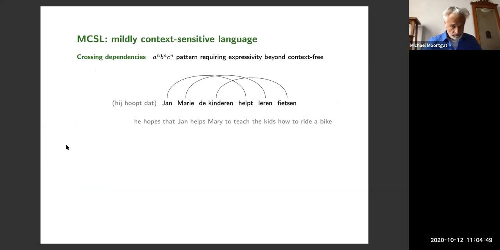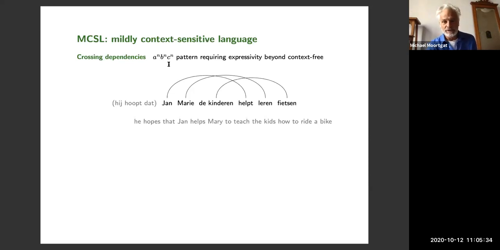Some form of linguistics. And the kind of patterns that you find with these extended Dyck languages give you what is known in linguistics as so-called crossing dependencies. So take the formal pattern a^n b^n c^n. This is typically a pattern that requires expressivity beyond context-free. You can apply the pumping lemma for context-free languages to show that this goes beyond the context-free boundary. And it is a kind of pattern that you find in natural languages, at least if Dutch is a natural language.